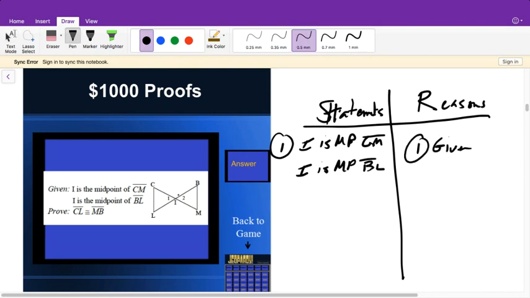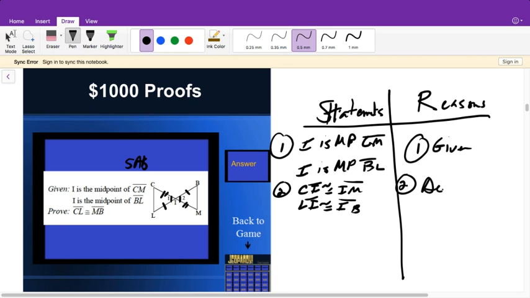Then I'm going to go ahead and start filling this in. Well, if it's the midpoint, I know that these are equal, and I know that these are equal. I know that these two angles have to be equal because they're vertical angles, so I know that they're going to be congruent through side, angle, side. And then I can say that the two sides are congruent because they're in the same position. So our second thing that we're going to say is that CI is congruent to IM, and LI is congruent to IB. And our reasoning is definition of midpoint.